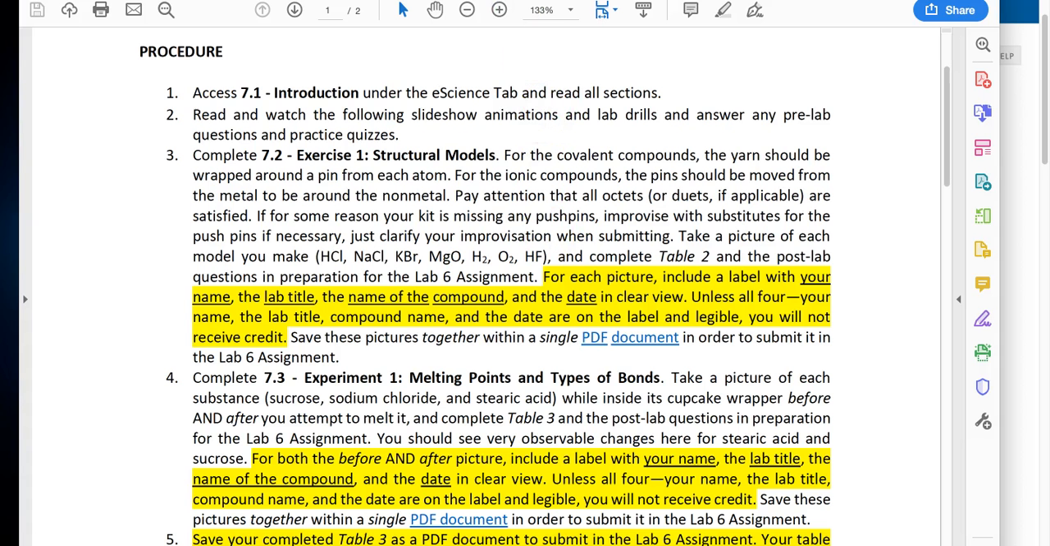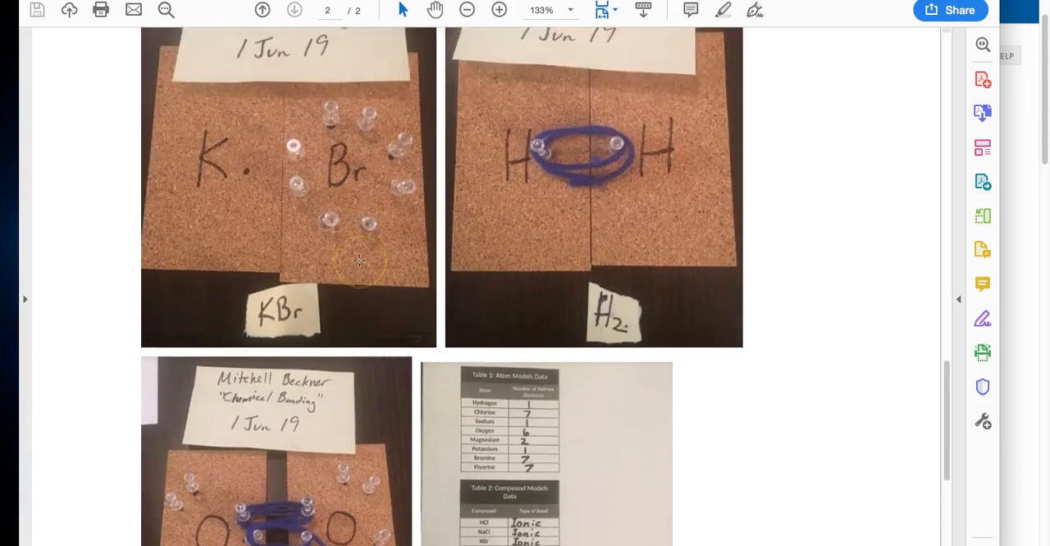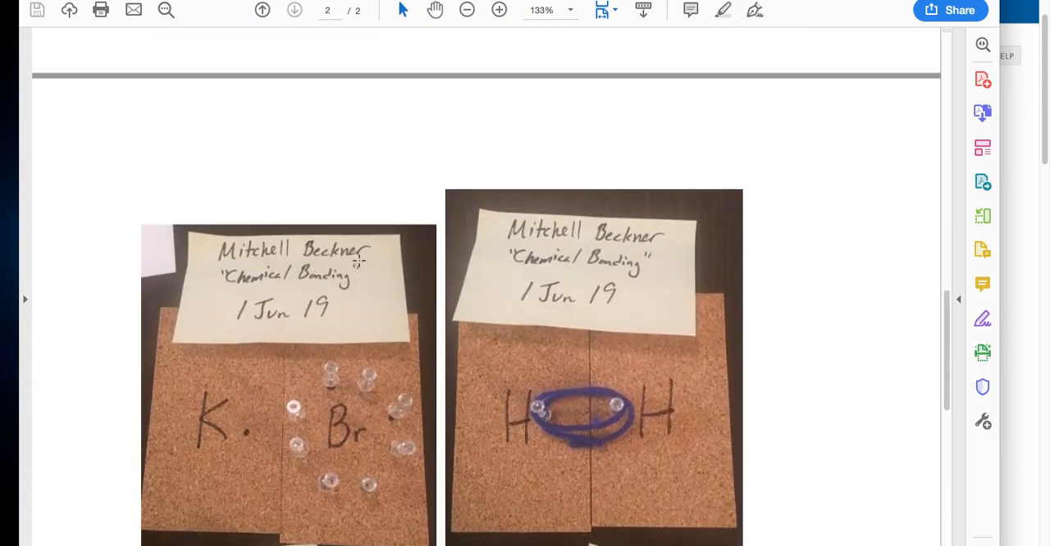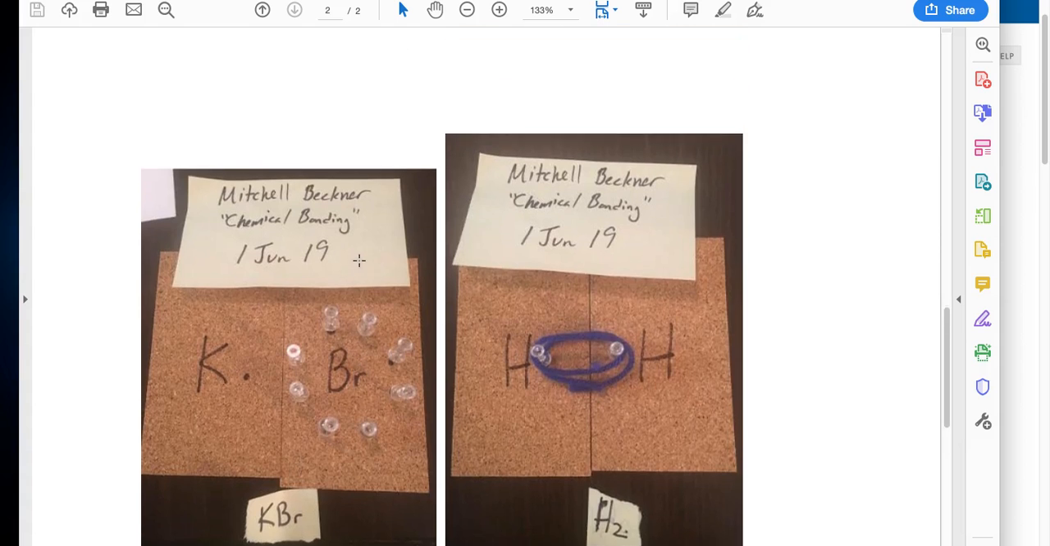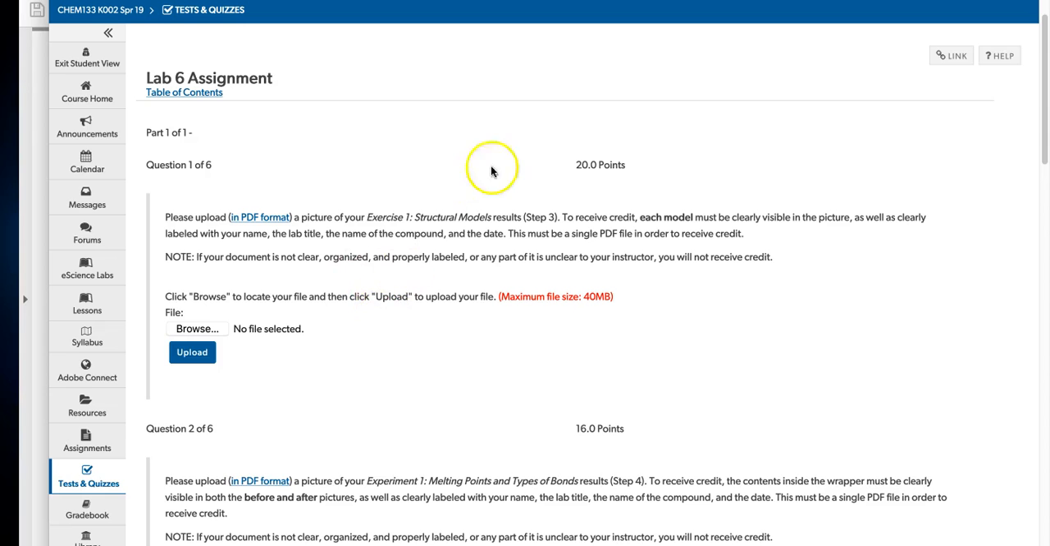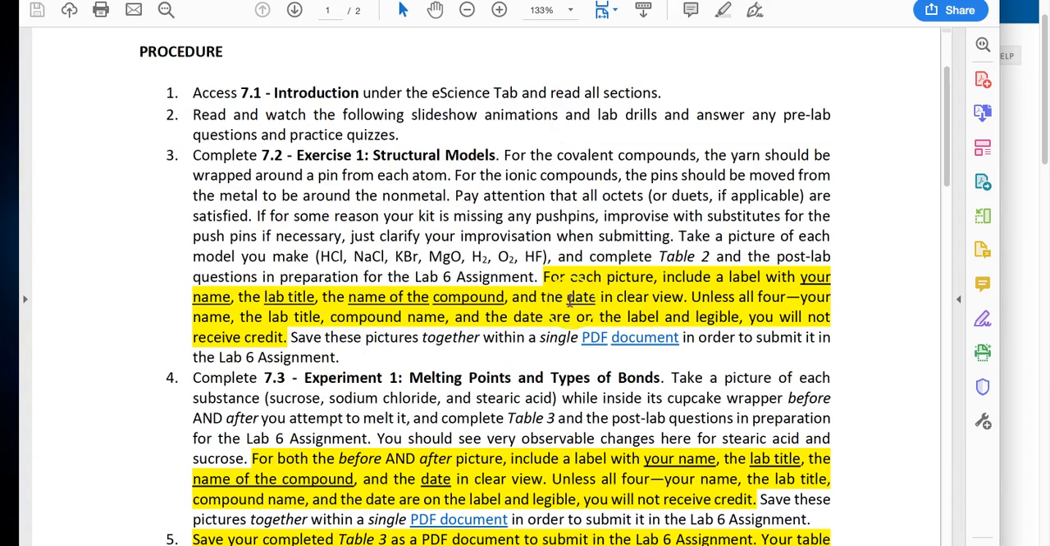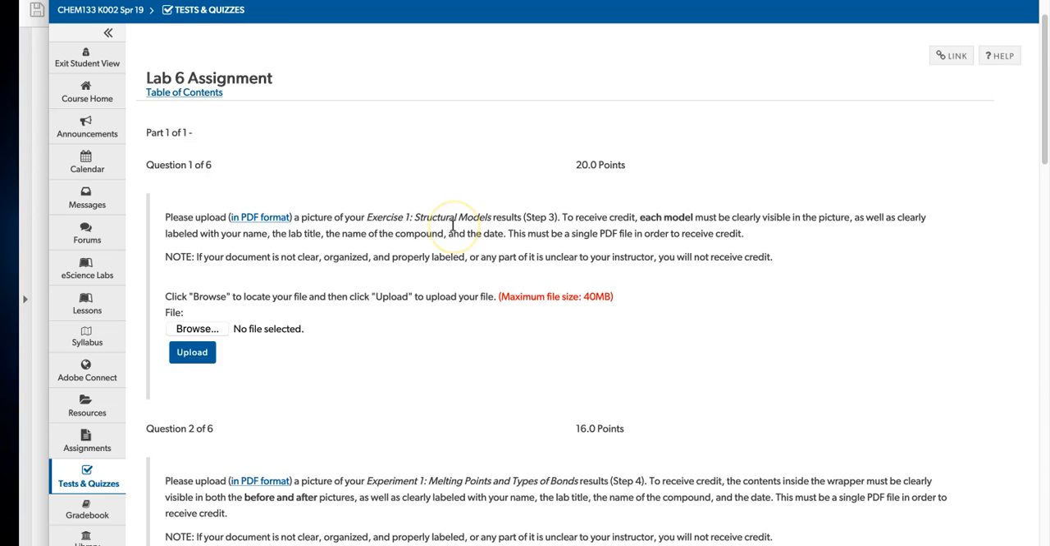So that's what I showed you back here, what this guy did. Okay, he's got all of his different pictures in here. So that's what you need to do for part 1. And again, that matches the first thing highlighted in yellow for each picture you take of these models right there.